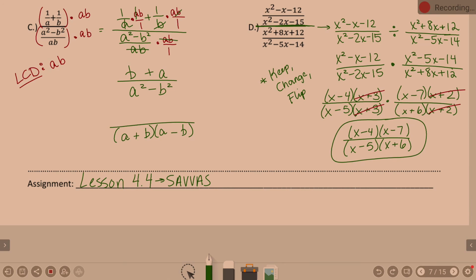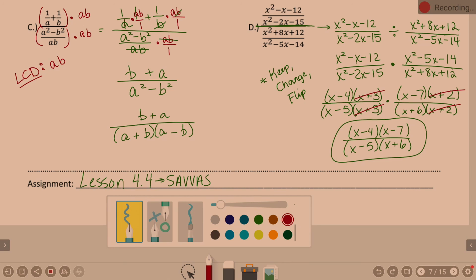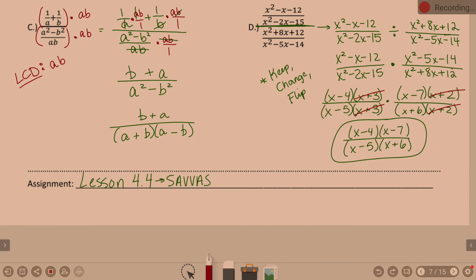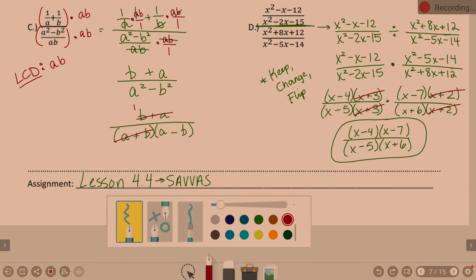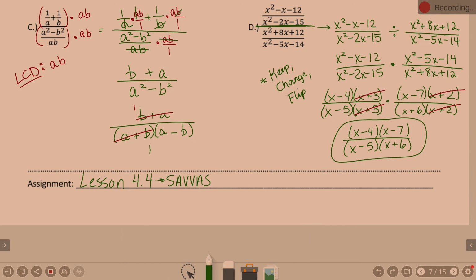My numerator is b plus a. What do you need to recognize here? A plus b is b plus a, isn't it? So guess what? They cancel. What remains on top? 1. So the final answer for this problem would be 1 over a minus b.